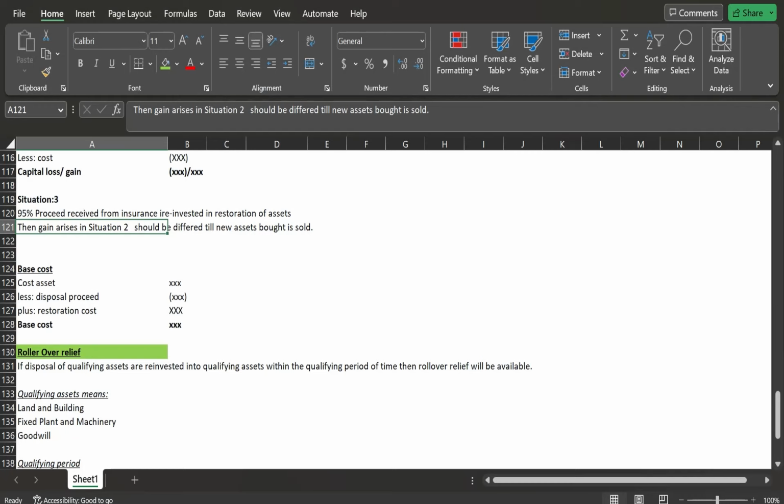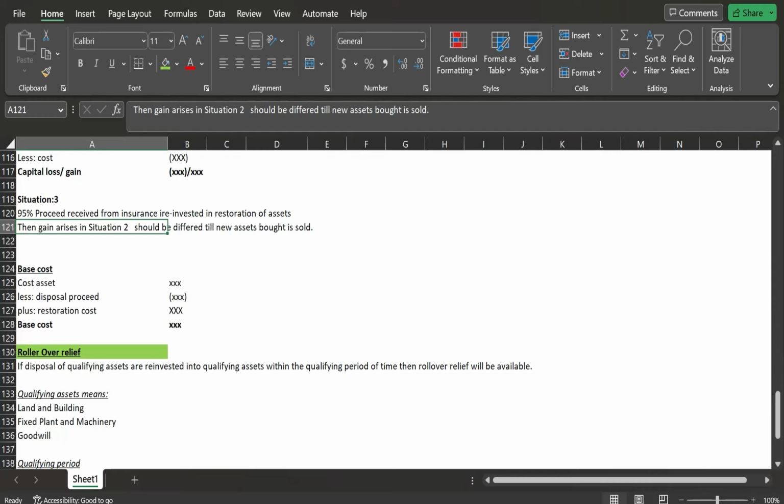So in this video, we will be discussing rollover relief, and in the previous video, we discussed the damage of asset, right? So basically, in order to get the rollover relief, you have to reinvest the proceeds. First of all, you dispose of the asset, which is the qualifying asset, and whatever amount you receive as a disposal proceed should be reinvested into the other qualifying asset within the qualifying period.